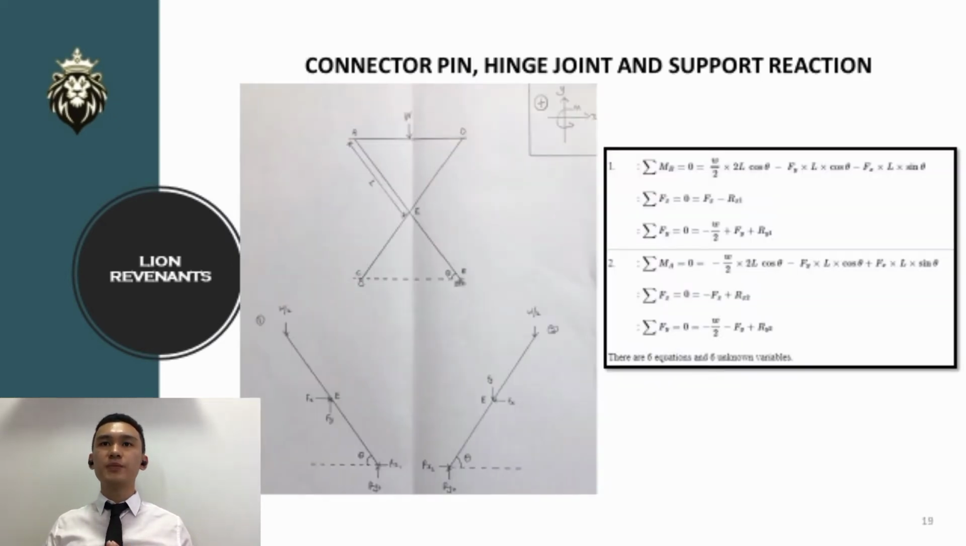Next, for the connector pin, hinge joint, and support reaction, we will only consider the bottom-most links, as we assume that the bottom-most link is the easiest to undergo deformation and failure.